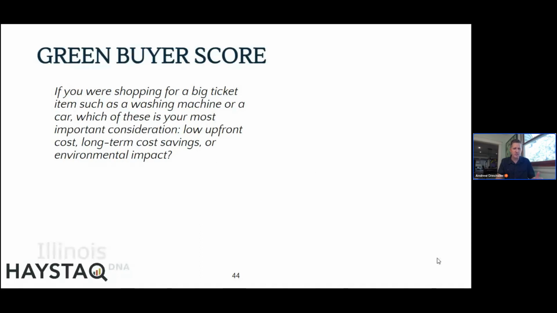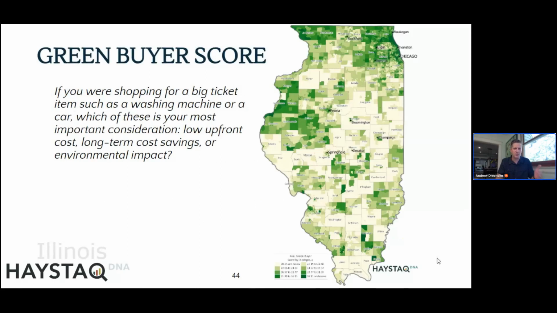For the final 2 slides, I just wanted to show an example of what this looks like. Somebody recently came to us and said they wanted to look at our green buyer score. If you were looking to buy a big purchase item, such as a car or a washing machine, or getting solar panels, that's a big investment. What's the most important consideration: low upfront cost, long-term savings, or environmental impact? We're able to see here that the darker green are those who really want to do environmental impact.